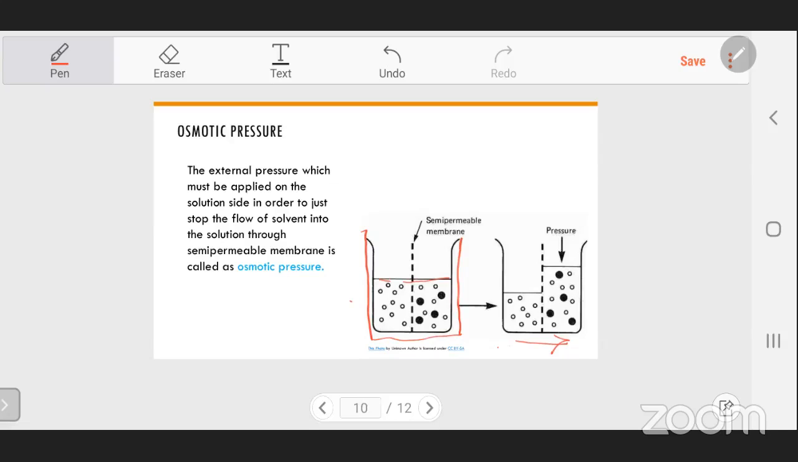If we have to stop the whole process, we have to put some extra pressure from here so that the osmosis will stop. And this amount of pressure we are putting externally is known as osmotic pressure. So the external pressure which must be applied on the solution side in order to stop the flow of solvent from higher concentration of solvent to lower concentration of solvent is known as osmotic pressure.